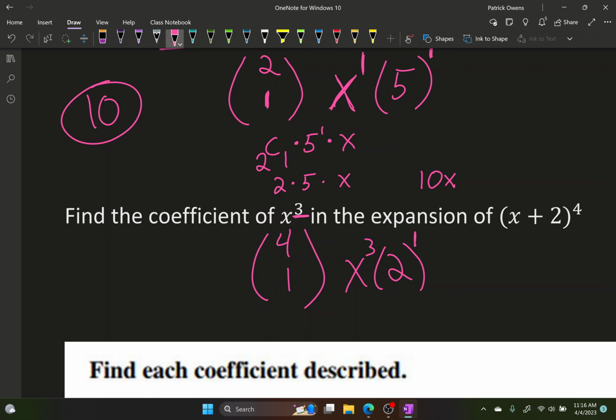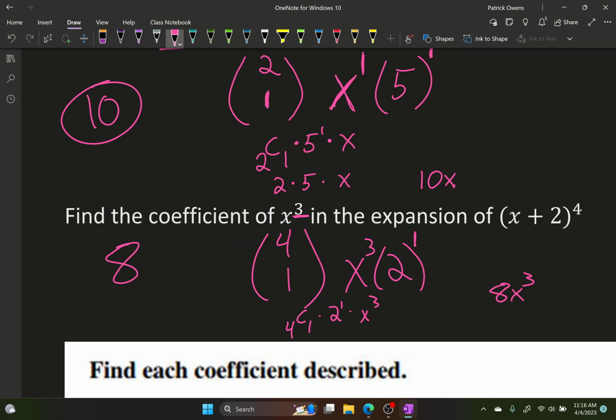And then we can write this out. So this is 4c1, and then times 2 to the first times x cubed. So 4c1 is 4 times 2 is 8. So our coefficient is 8 because our term is 8x cubed. Now what if we have one that's not as simple as 4c1 or 2c1? We've got a few different options.